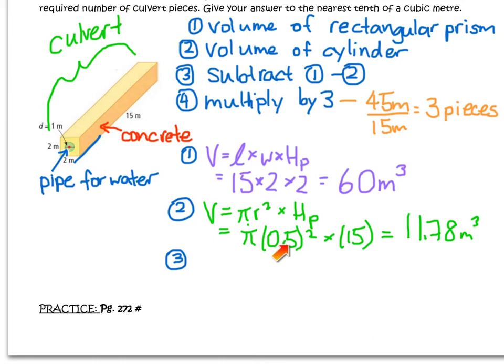Why did I use 0.5 here? Ethan? Have to divide the diameter. It was giving you the diameter, which is 1, and we know that the radius is half of a diameter, so 1 divided by 2 would give us 0.5. So that's a step that a lot of us might have missed. That cylinder, that pipe for the water, has diameter 1, therefore radius is 0.5. The height of the prism is 15. Why is the height of the prism 15?